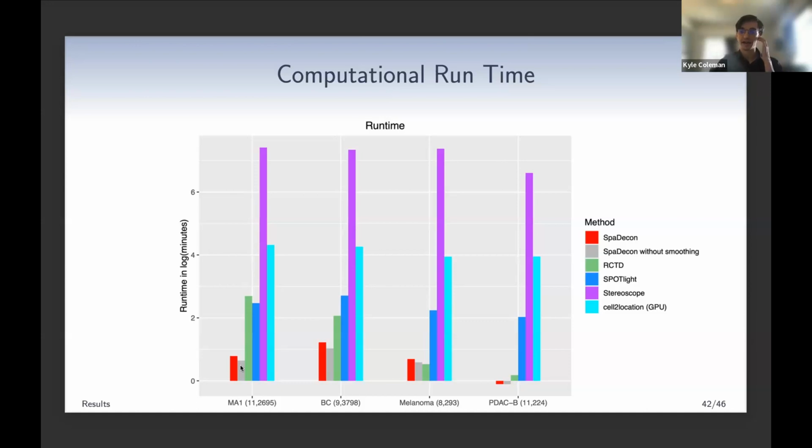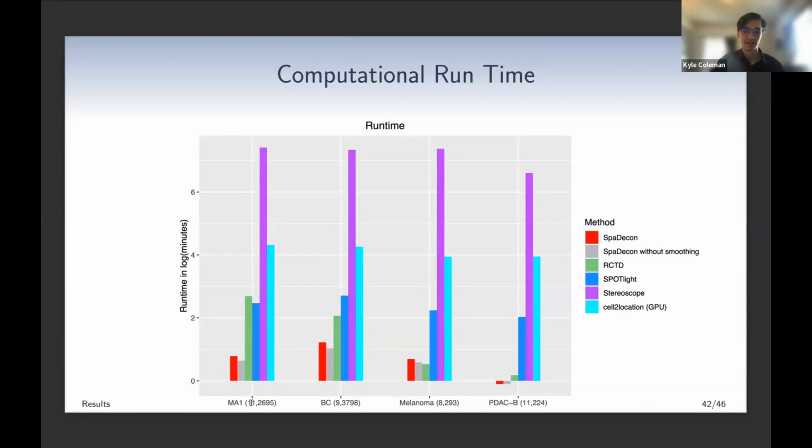So if we have 3,000 spots in a typical Visium data set, this matrix will be 3,000 by 3,000. So there's a bit of a concern with this increasing the computational runtime of our method. However, when comparing just the red and the gray bars, they're really similar across all methods, regardless of the number of spots in the data set, which is promising that the local smoothing step isn't taking up that much time.